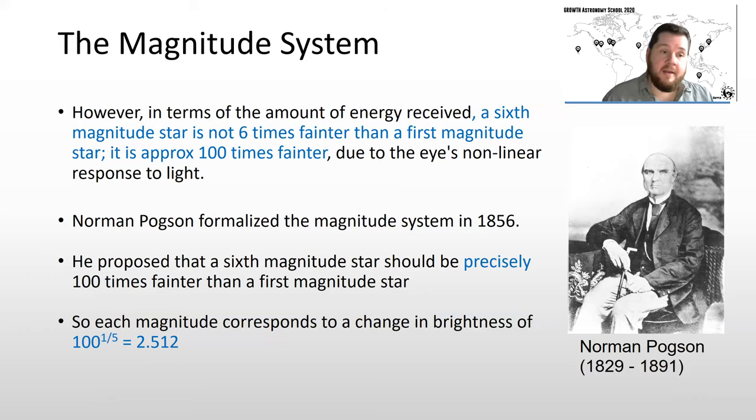So he said, the sixth magnitude star will be precisely 100 times fainter than the first magnitude star. So he fixed it mathematically. What that means is each magnitude will correspond to a change in brightness of 100 to the power 1/5, or 2.512. So if I have a first magnitude star, a second magnitude star will be 2.512 times fainter than that first magnitude star. The third magnitude star will be 2.512 times fainter than the second magnitude star, and so on and so on.